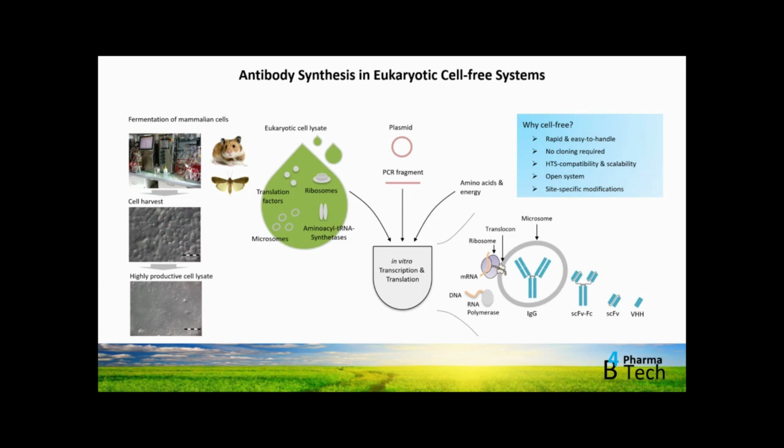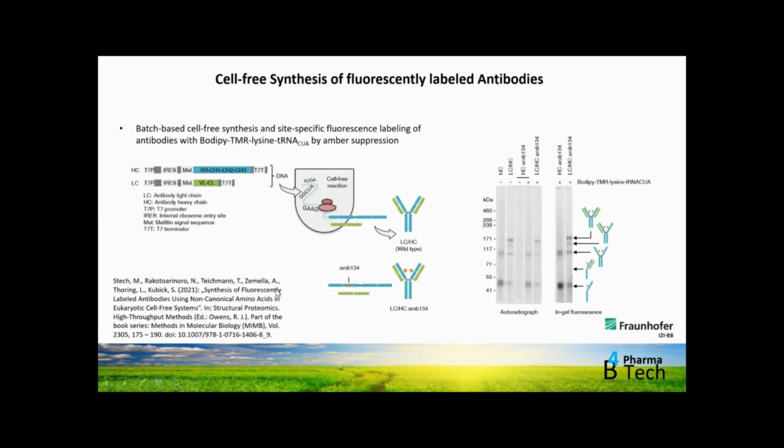Now comes the combination of all of these procedures when producing antibodies. Of course, in these cell-free systems based on CHO lysates or insect lysates, antibodies can be produced: IgGs, all different types of single chains, nanobodies, and so forth. And this simply depends on the addition of the template.